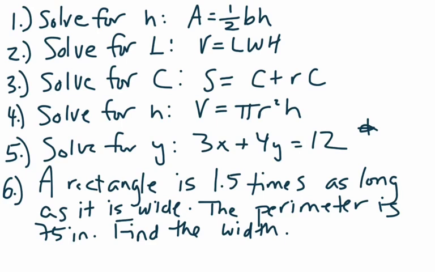The last problem is a word problem. A rectangle is 1.5 times as long as it is wide. The perimeter is 75 inches. Find the width. So for that one, draw a rectangle, label the length and the width, and then use the information given and the formula for perimeter to see if you can figure out what the width is. Pause the video at this point, work out these problems, and then unpause it for a review.